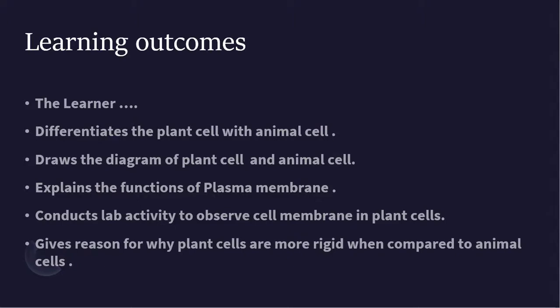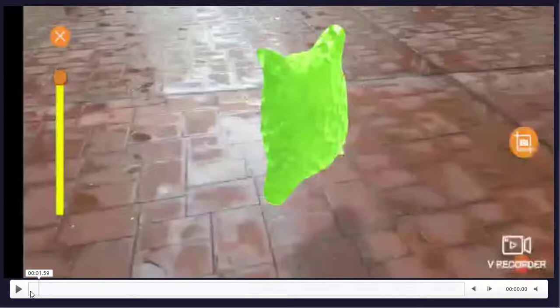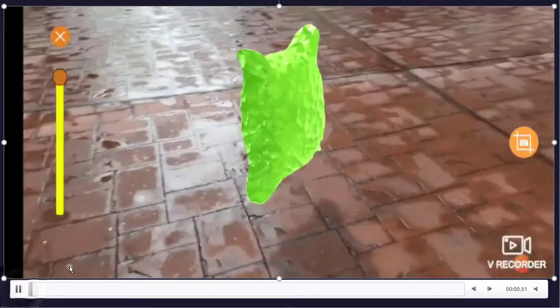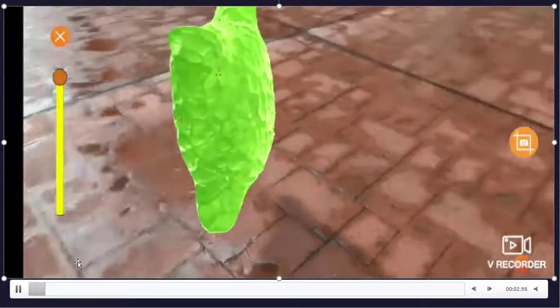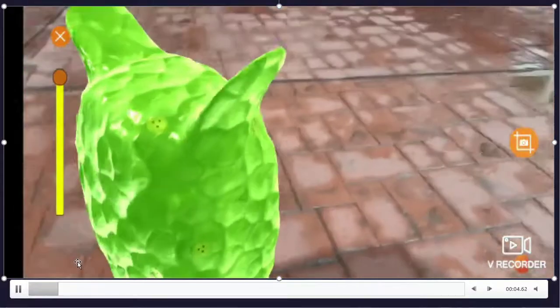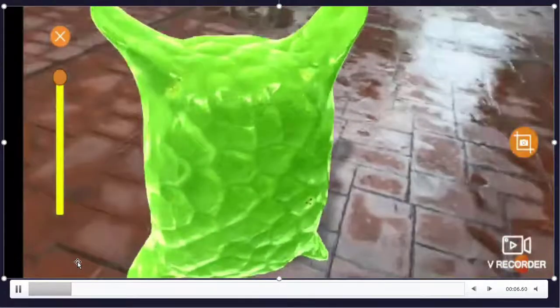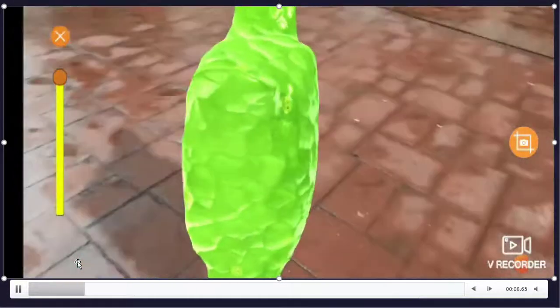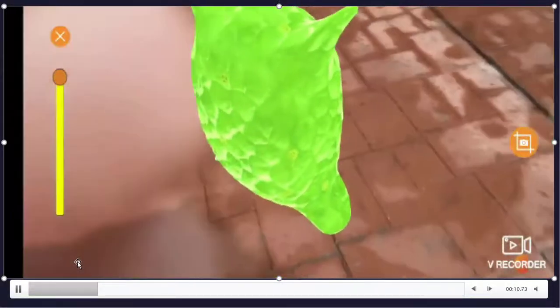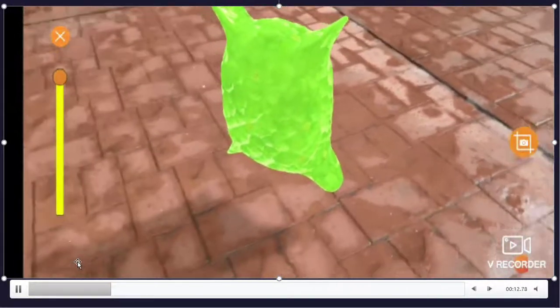First, I want to show you one beautiful and magnificent plant cell, a 3D plant cell. Observe it carefully. Okay. Then we will see the differences between plant and animal cells later. Observe it now. This is the plant cell. I took this video from the Aries app, an augmented reality app.